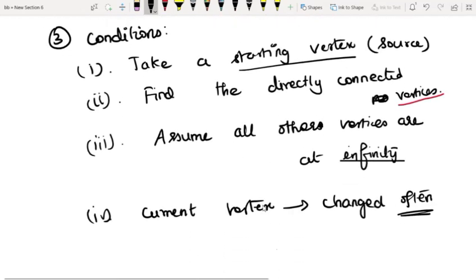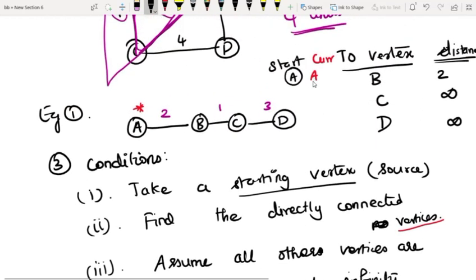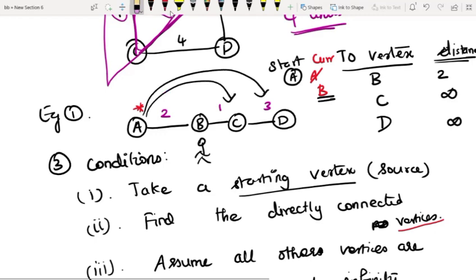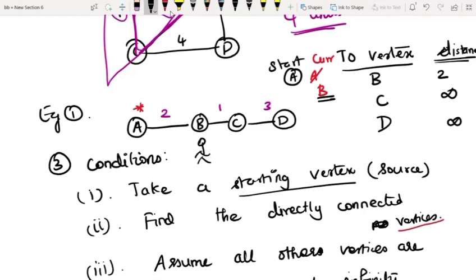Now the current vertex A is perfectly done. We have written the distances. Now move to the next vertex. Now I am moving to B. Now B is my current vertex. Understand, the starting vertex is A only, and B is my current vertex. I am at B now, and I'll be calculating the distance from A to C and A to D. But the current vertex should keep on changing.